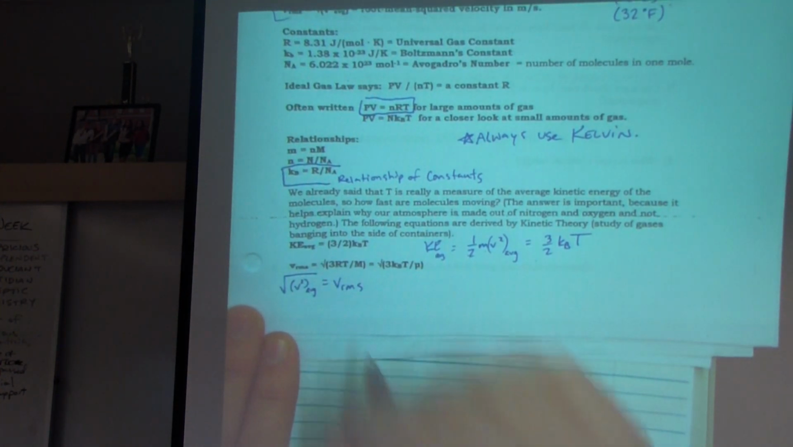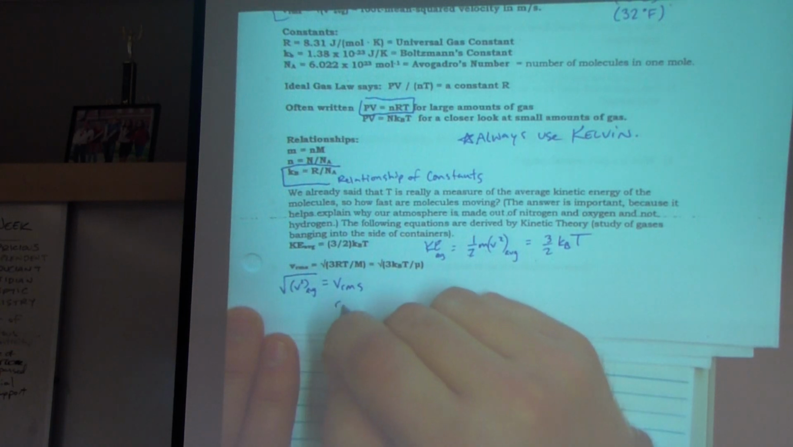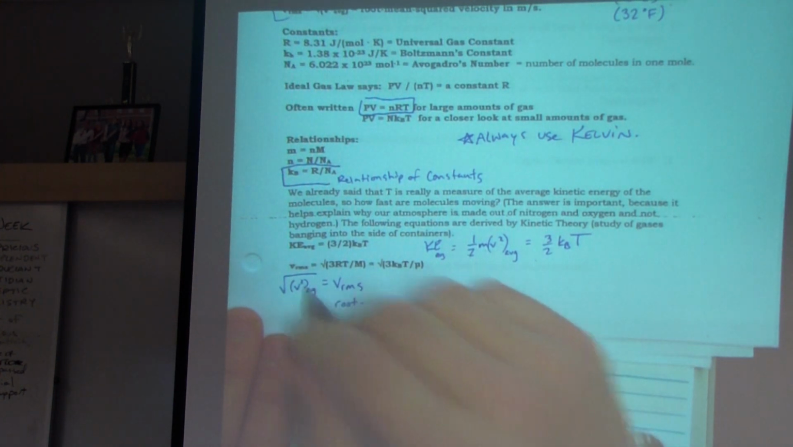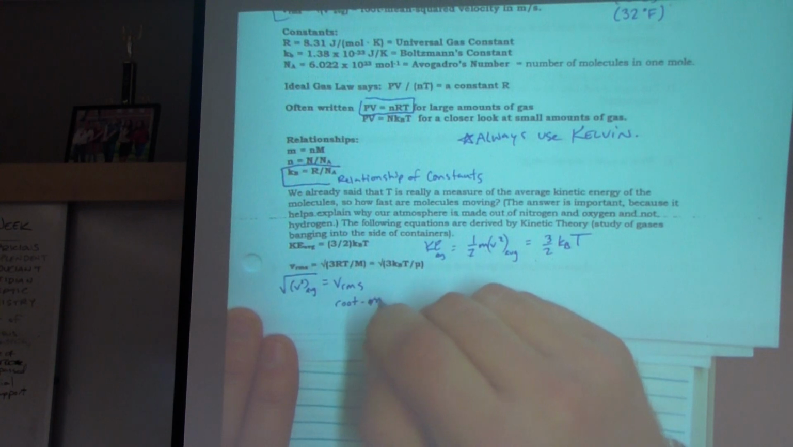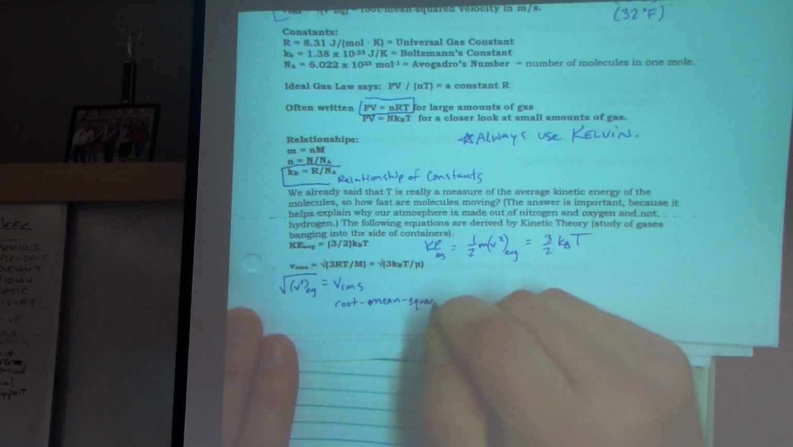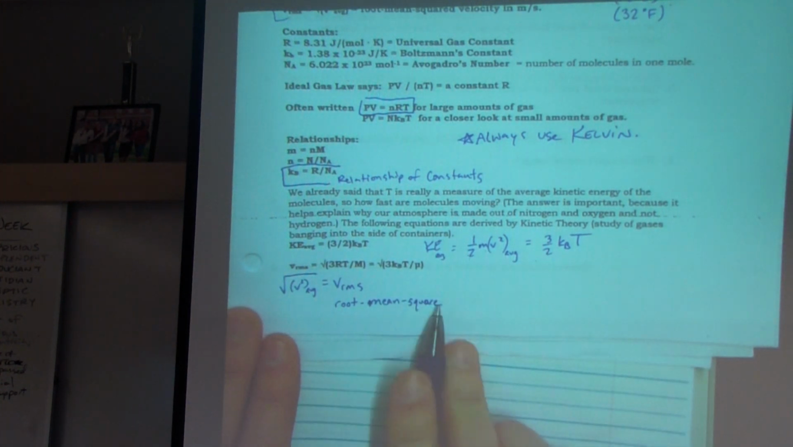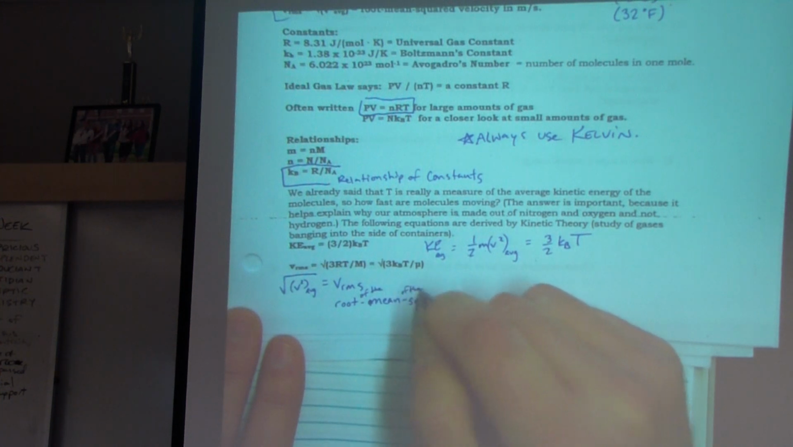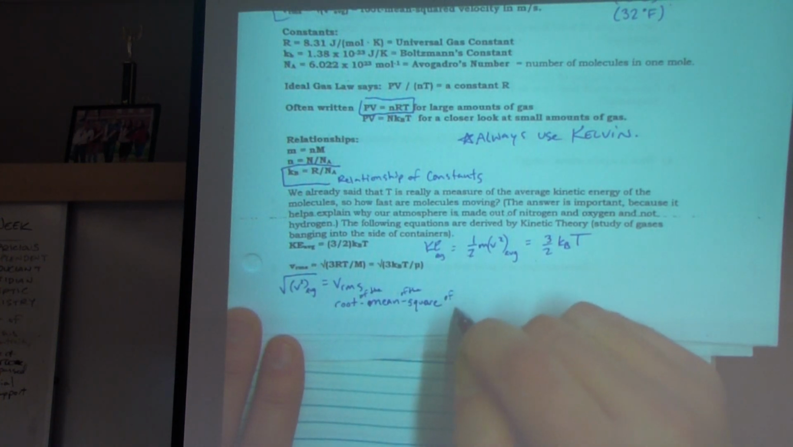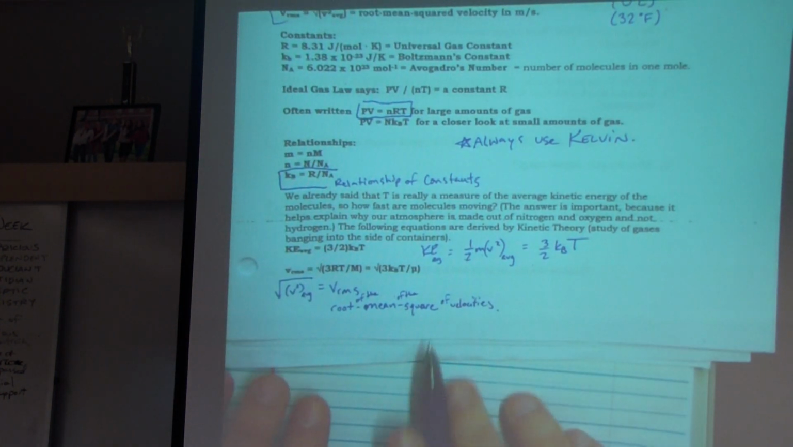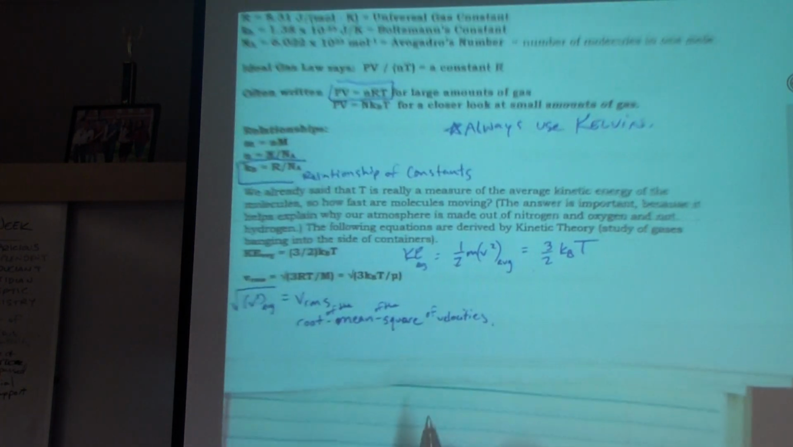What that stands for is the root of the mean, or average, of the squares. It's the root of the mean of the squares of the velocities. That's way too many prepositional phrases, but that's what it means. If you see RMS, that's what it stands for.